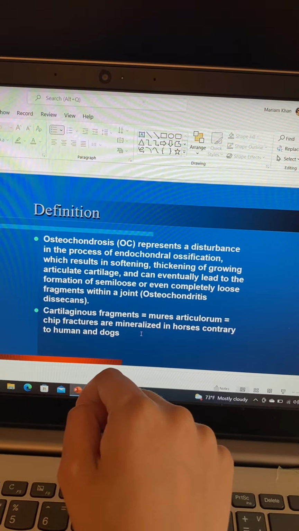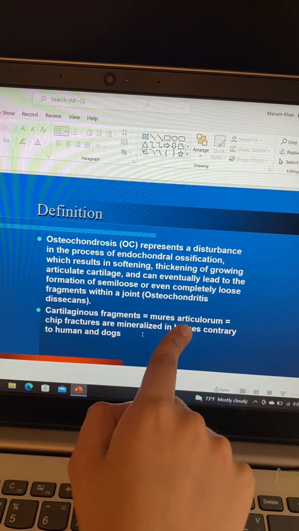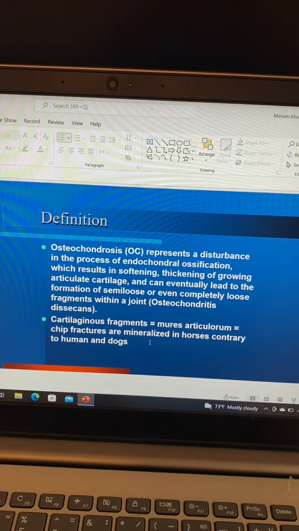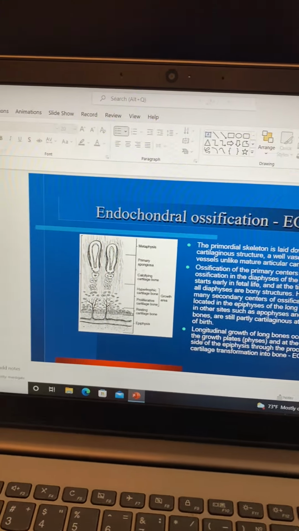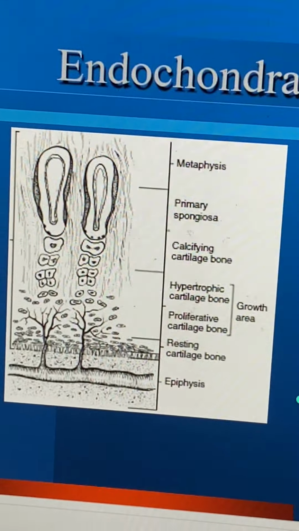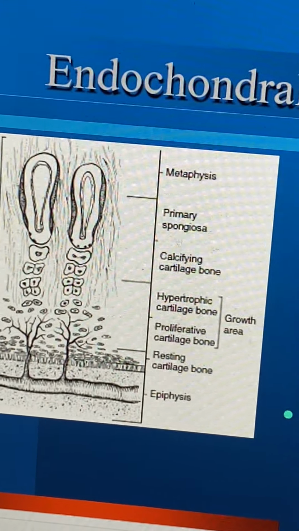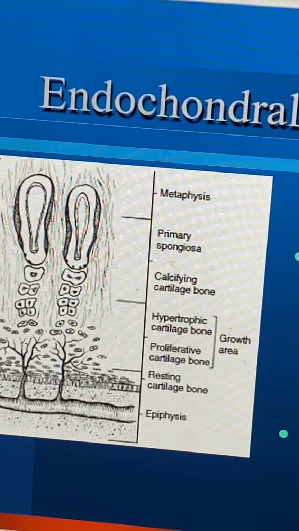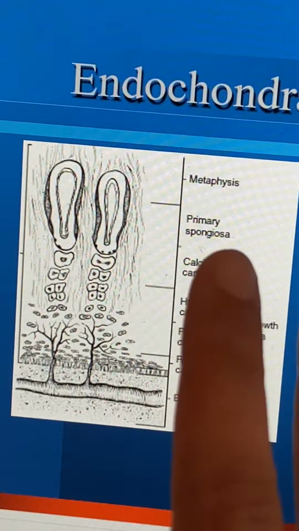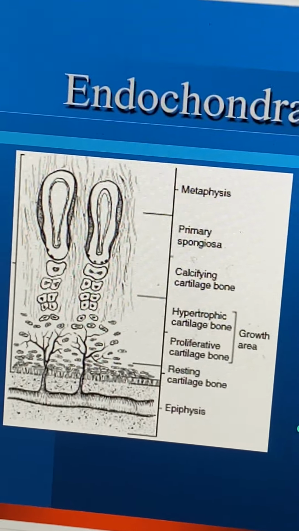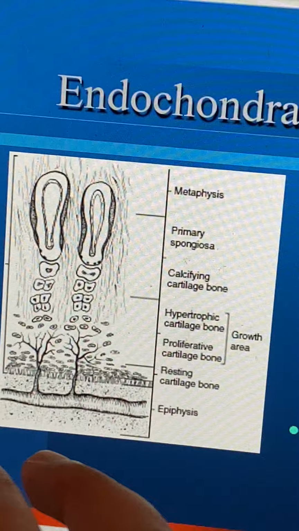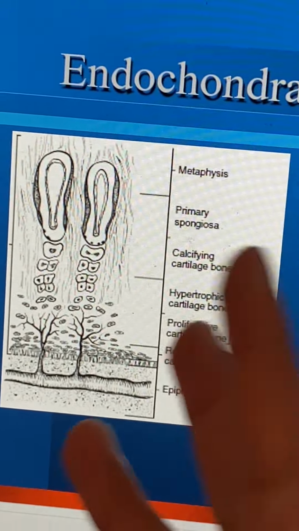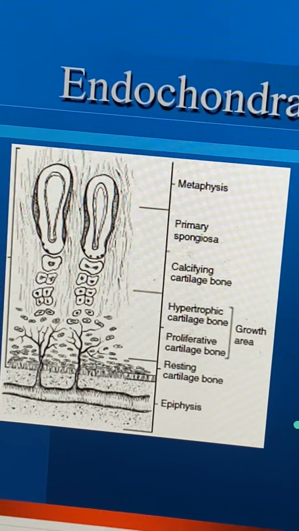The cartilaginous fragments are known as joint mice, or mures articularum. These are also known as chip fractures, which are mineralized in horses. Now, what's endochondral ossification? I don't know if this picture is going to help, but I'll try and use the picture. When we talk about the primordial skeleton, this is the fetal skeleton. It's laid down basically as a cartilage structure, so the whole skeleton is made of cartilage, and it's very well vascularized, unlike mature cartilage. That's why when you get your ears pierced, they say, you know, the cartilage won't heal well.